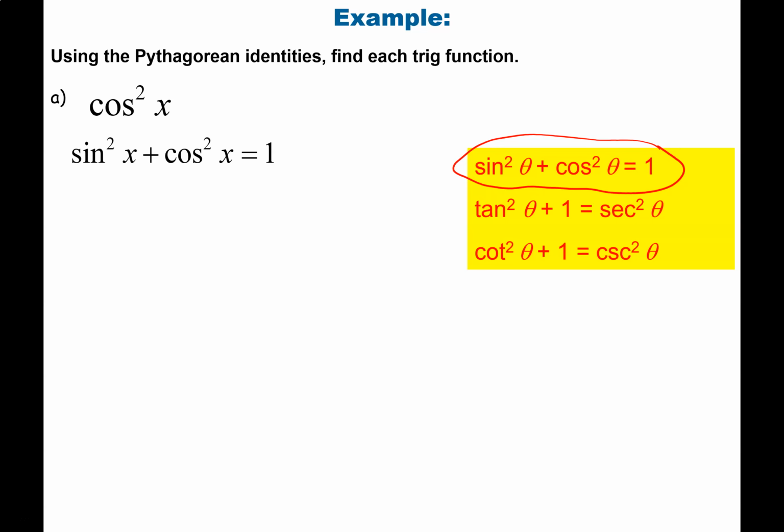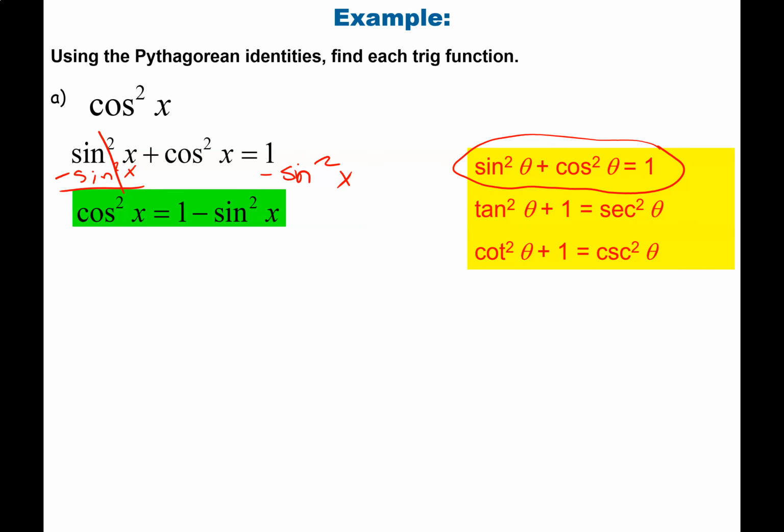The idea here is to get cosine squared theta or x by itself. So if I look here, I notice that cosine squared x is being added to sine squared x, and that's equal to 1. Get rid of that sine squared by subtracting it. Whatever we do to one side, you got to do it to the other side. What is this going to look like? I'm glad you asked. It should look like that. So now cosine squared x is equal to 1 minus sine squared x.